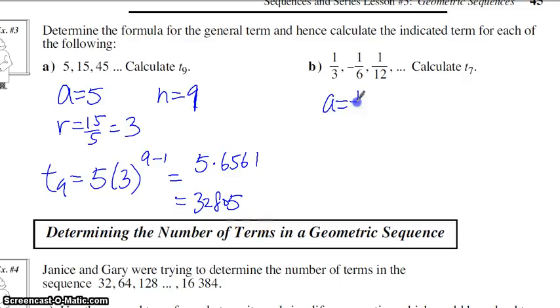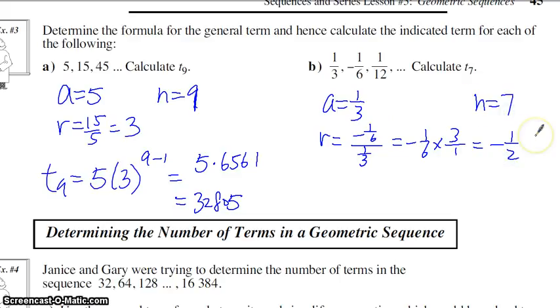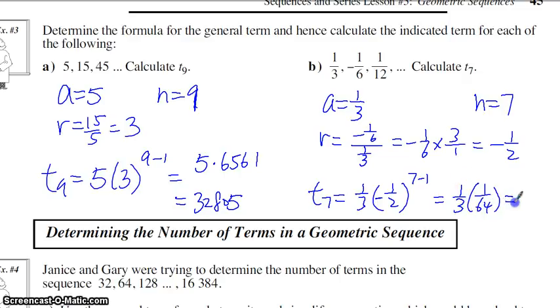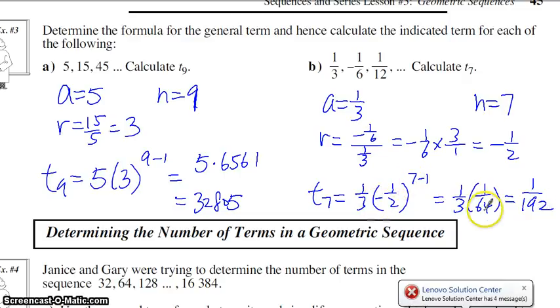All right, here a is 1/3. r is any term divided by the previous one. How do you divide fractions? You multiply by the reciprocal. You multiply that by the reciprocal, so you find it's negative 1/2. n is 7. So now it's a matter of plugging it all in. a times (negative 1/2) to the power of 7 minus 1. Once again, evaluate the bracket first. So the answer is 1 over 64. And then the final answer is 1 over 192. When you bring a negative to an even exponent like 6, it becomes positive.